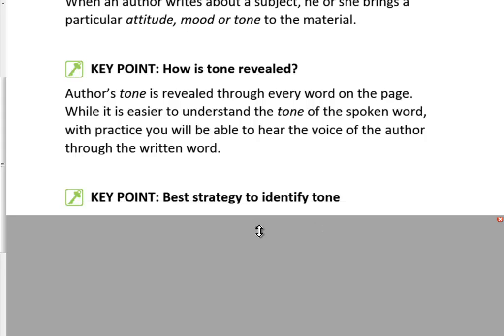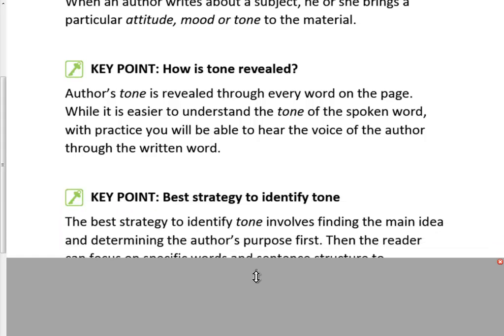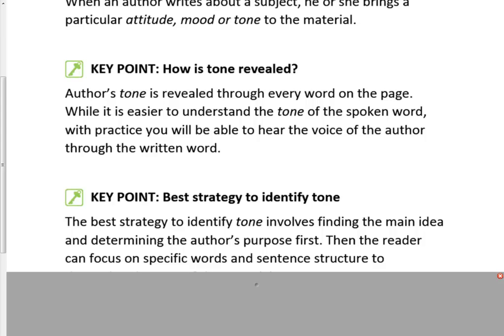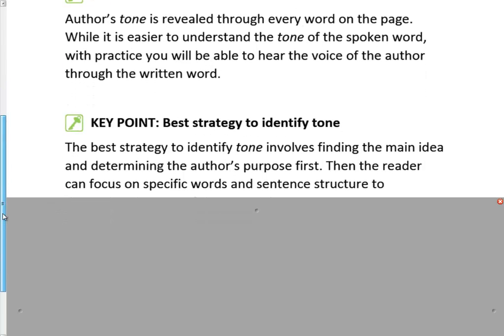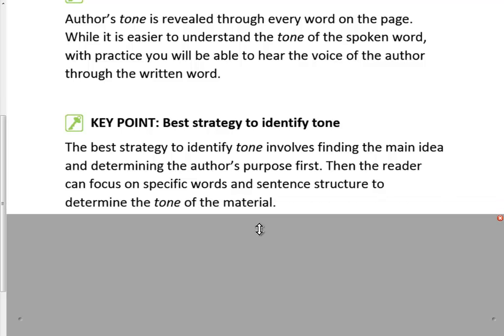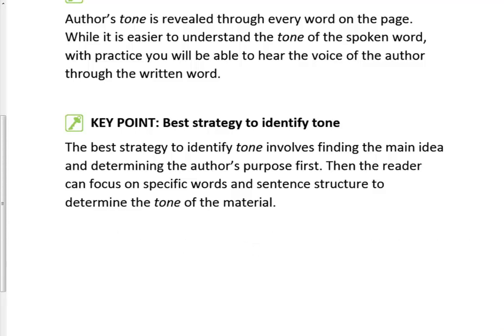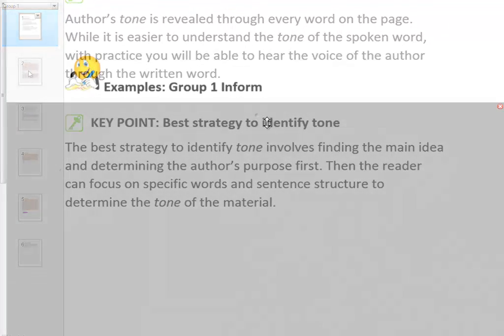What is the best strategy to identify tone? Well, the best strategy involves finding the main idea and determining the author's purpose first. Then the reader can focus on specific words and sentence structure to determine the tone of the material. Let us look at an example.